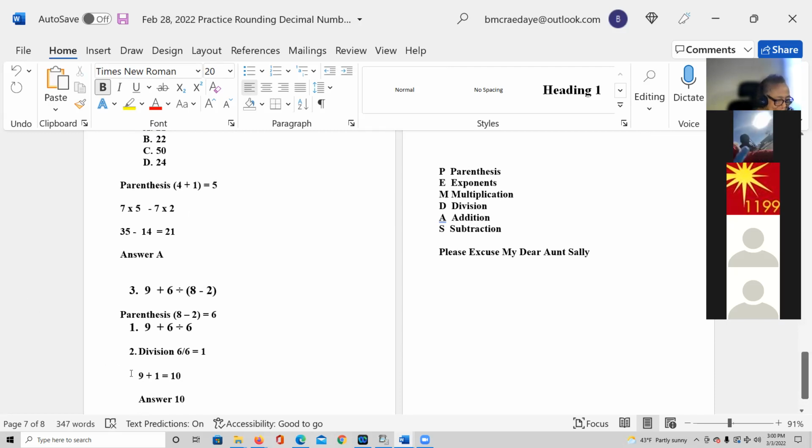Same way with the signs, the plus and addition. Right. So those are your steps. You did the parentheses, you did the division, and then you did the addition, and you got an answer of 10.